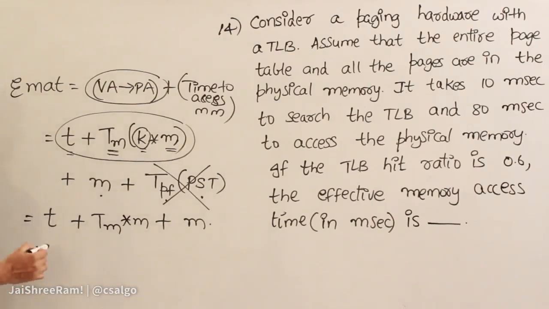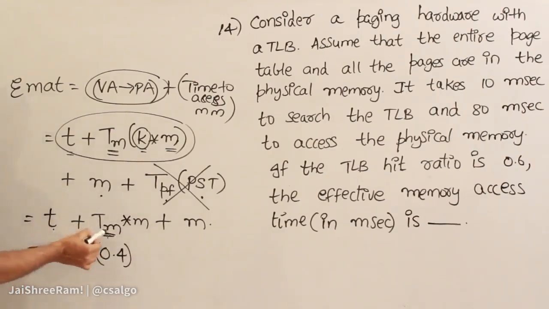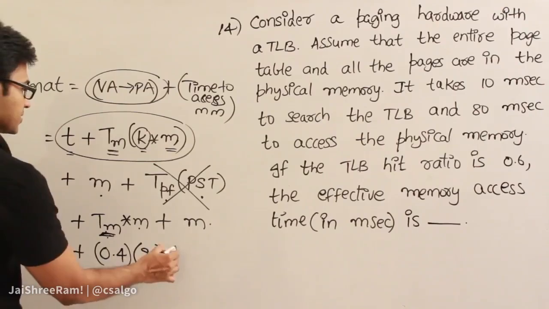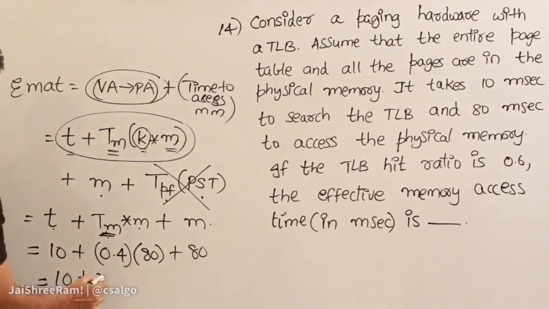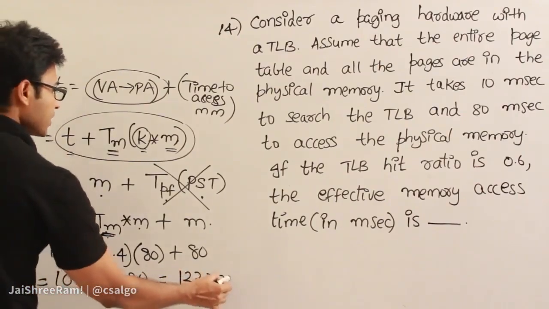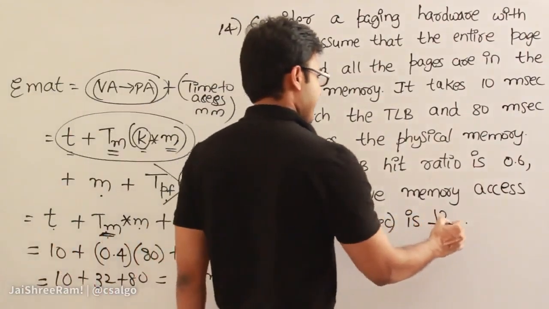The time taken for the TLB is 10 milliseconds, and the TLB hit rate is 0.6. Then what is the TLB miss rate? You have to be careful here. This is the TLB miss rate, because only in case it is not present in the TLB are we going to get into the main memory. Times the main memory access time, which is given as 80, plus the main memory access time, 80. How much is this? It is 10 plus 32 plus 80, so I think it is 122 milliseconds. Fine, 122 milliseconds is the answer here.